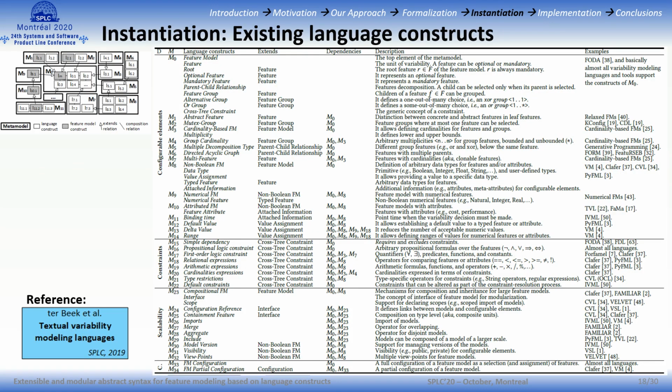We present an instantiation of our approach where we use more than 50 language constructs taken from existing feature modeling languages from the literature. Despite the high number of metamodels and language constructs, the modular design of our approach allows practitioners to use just the parts they are interested in. We classify the language constructs in 4 dimensions, proposed in this paper, as follows.